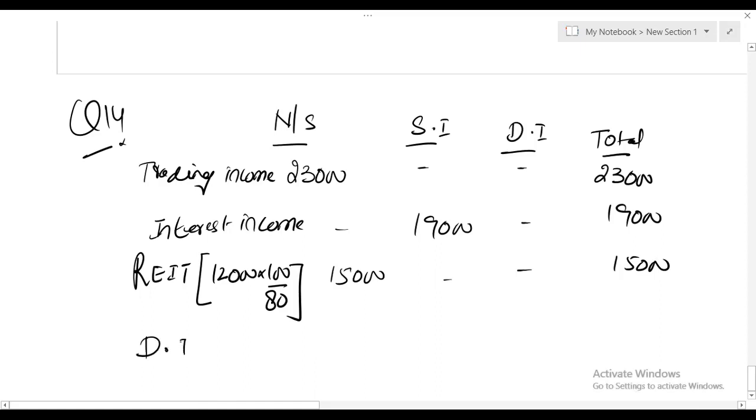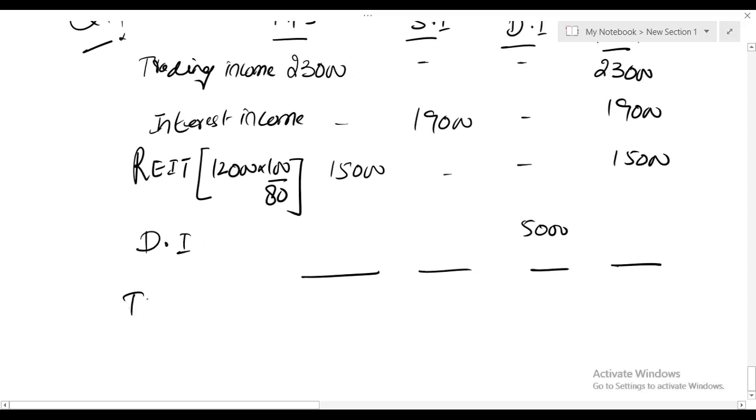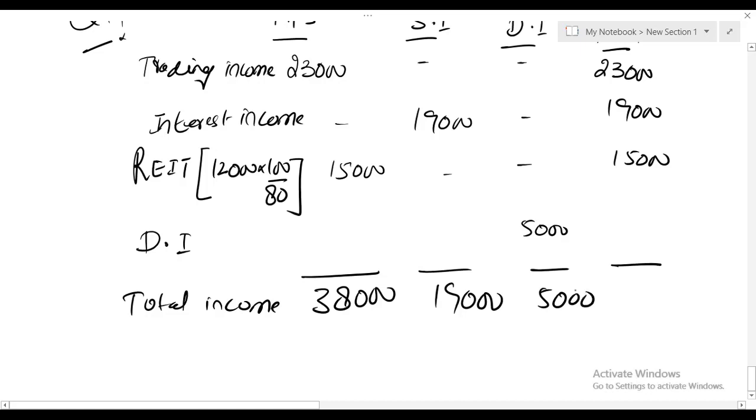We have dividend income of 5,000. Okay, that's it. I'll get the total income. This is 38,000, 19,000 and 5,000. 38 plus 19 plus 5. I need to write 5 here also. It is coming 62,000.